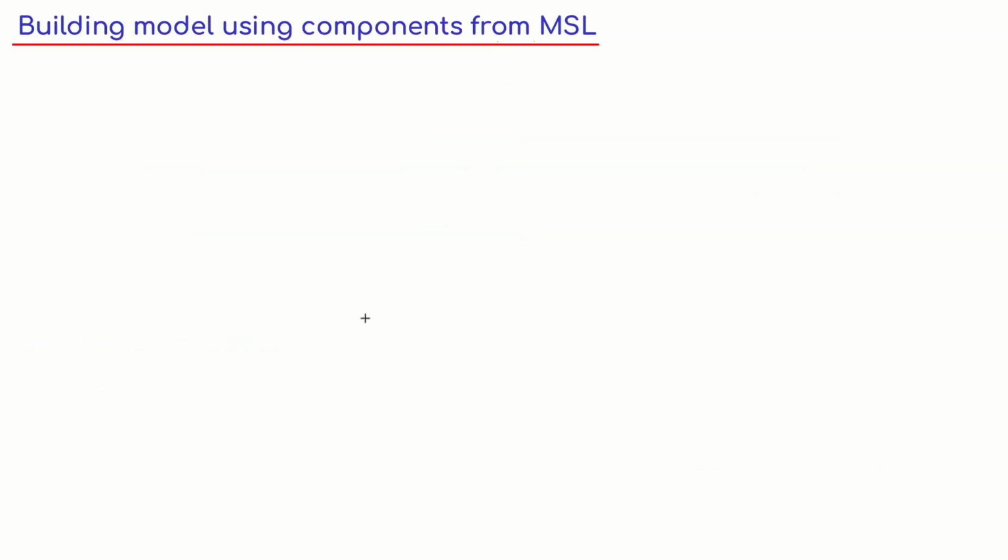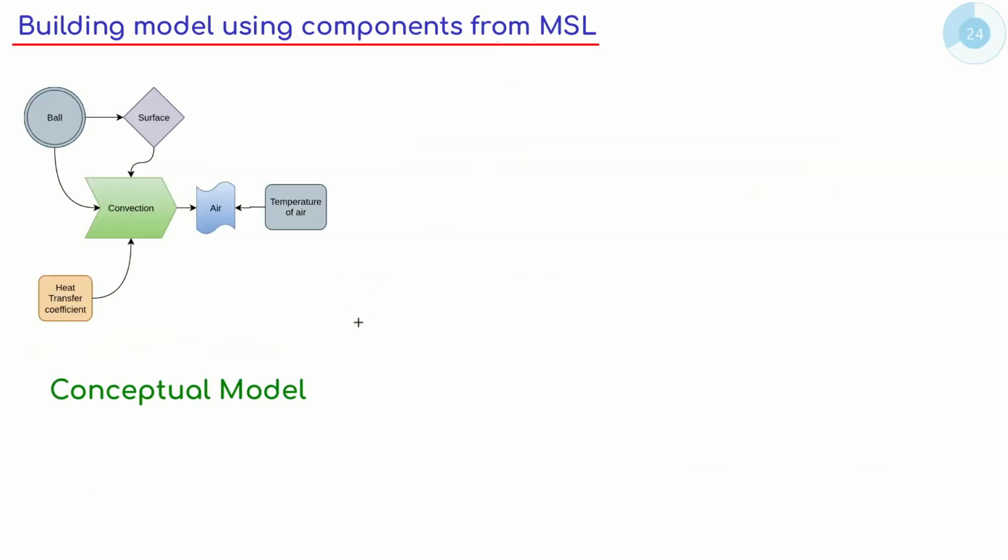Now let's try how we can build the model. We have the conceptual model. We have a ball that interacts with the air through convection, and the heat transfer coefficient and surface area are passed to the convection model. The air has a temperature that can be controlled.